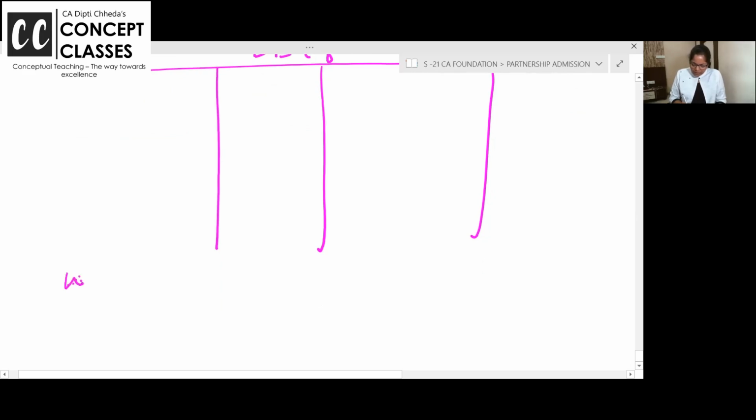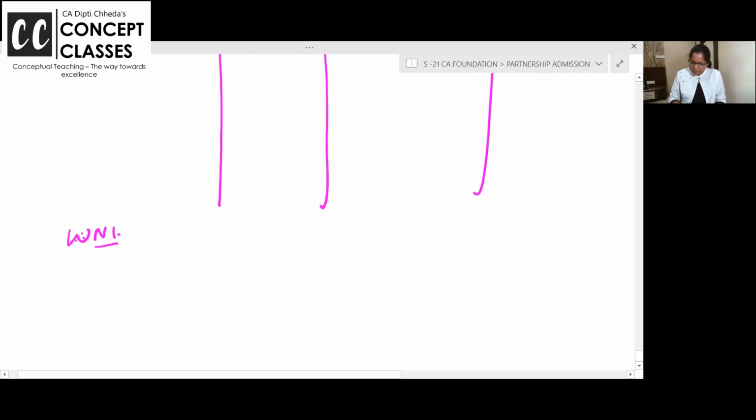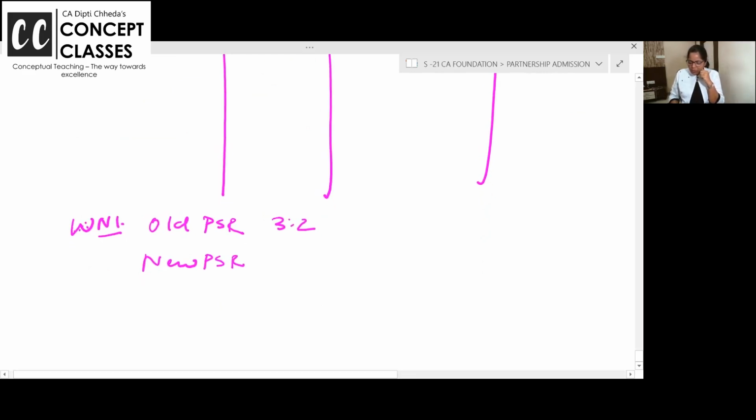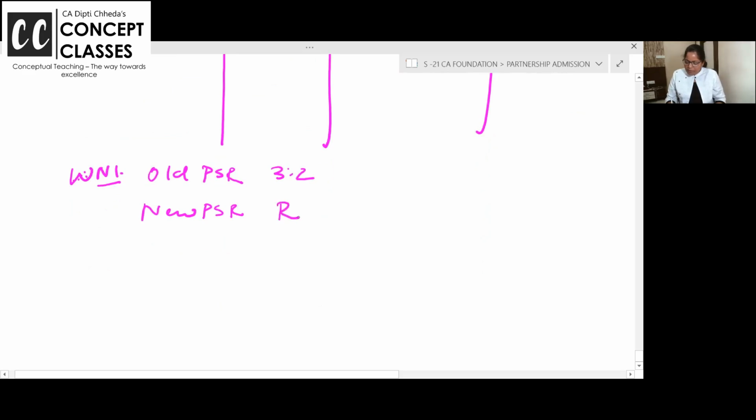Followed by working note 1. Old PSR is 3:2. New PSR is what we have to calculate. I have done a star mark. Are you all with me? Have everyone reached here? Between Rain and Storm it is 3:2. Between Storm and Dust also it is 3:2.